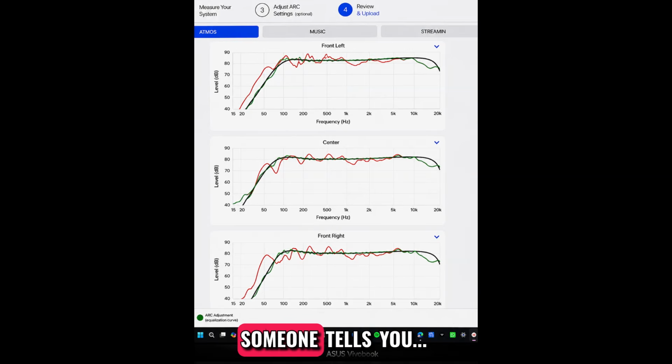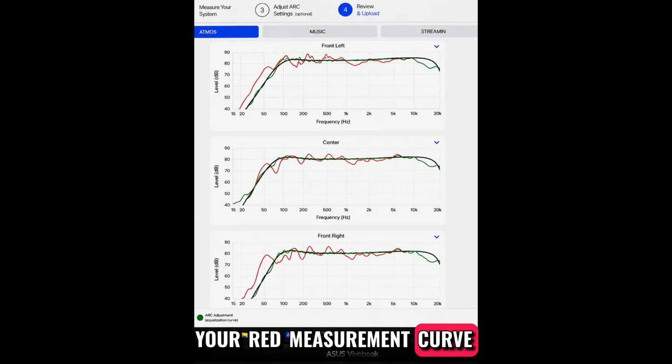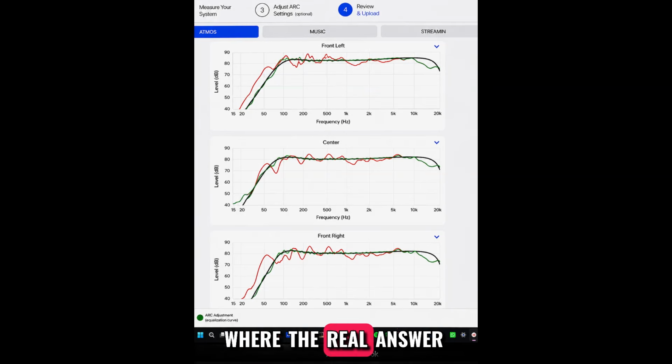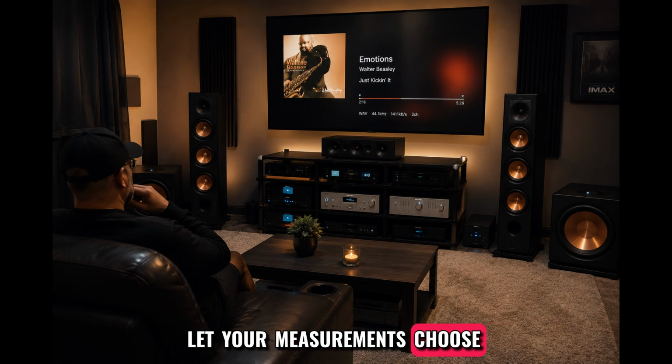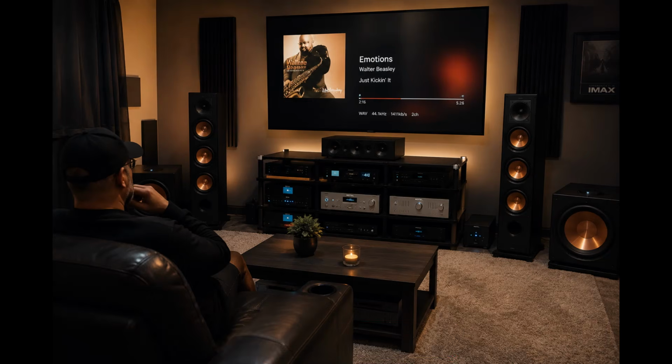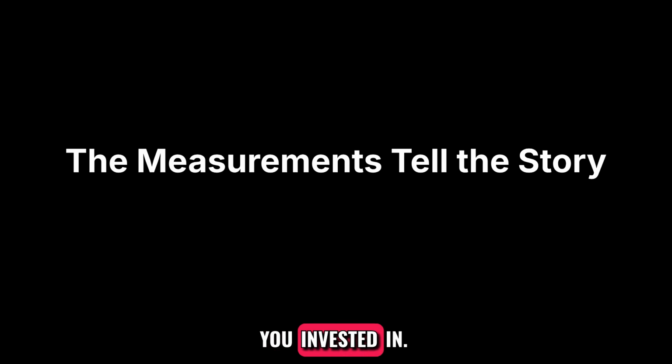Conclusion. The next time someone tells you, always use 250 Hz, or always use full range, ask them one simple question. What does your red measurement curve look like? Because that's where the real answer begins. Don't choose your maximum correction frequency first. Let your measurements choose it for you. Optimize your speakers, optimize their placement. Then let ARC Genesis do what it was designed to do. Correct the room while preserving the sound you invested in.